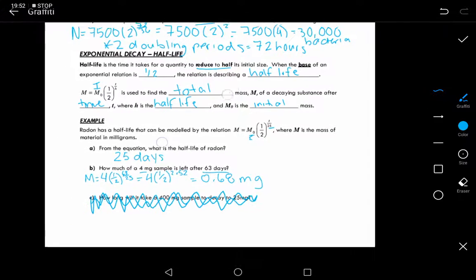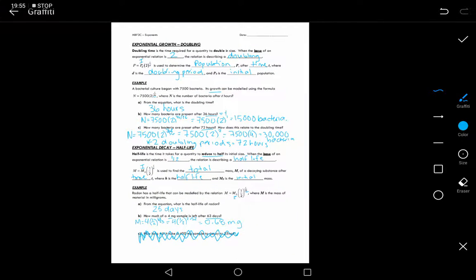Okay, so the main things here: when we're doubling, the growth rate is always 2, and we need to divide by that doubling period in our exponent. When we have a half-life, we're decaying, we're reducing to half of our initial size. So our b value from the last page, our decay rate, is always going to be a half, and we need to divide our time by the amount of time it takes for a substance to reach its half-life. Okay, so this is the end of our fifth and final lesson for Unit 5 on exponents.